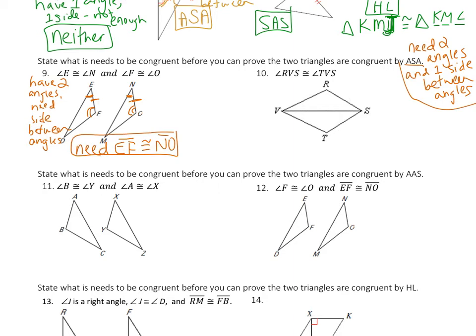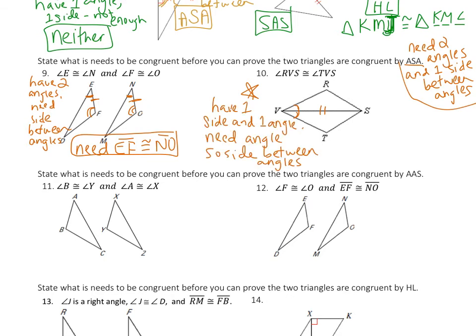Part of number 10 you're going to do by yourself. So first I'll help you mark up the picture. RVS, so our angle right here, is congruent to TVS, this angle, and remember the side in the middle is congruent. So think of what you have that is missing, what you need to make sure that they are congruent by angle, side, angle, and go ahead and answer that one.